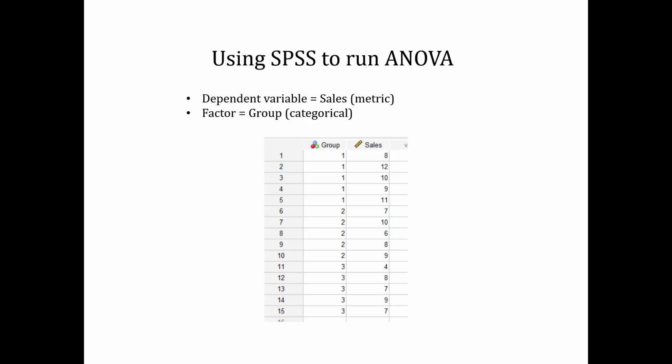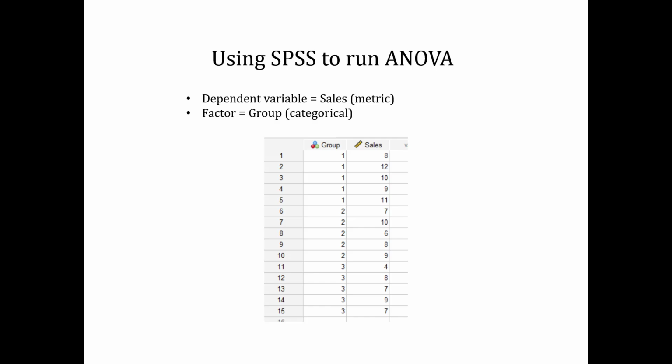Let's take an example of how one would run an ANOVA using SPSS. Let's say the data consisted of two variables, sales, which is a metric variable, and a categorical variable group representing the groups of consumers exposed to different price levels. In this example, there are three groups, each exposed to a different price level. We will use ANOVA to determine the impact of price on sales.